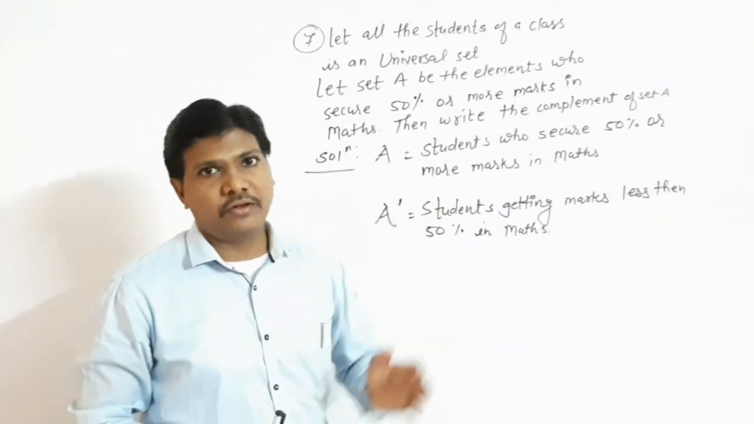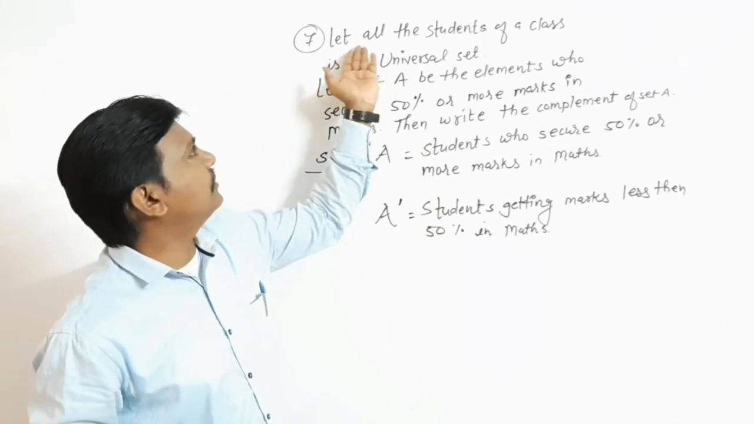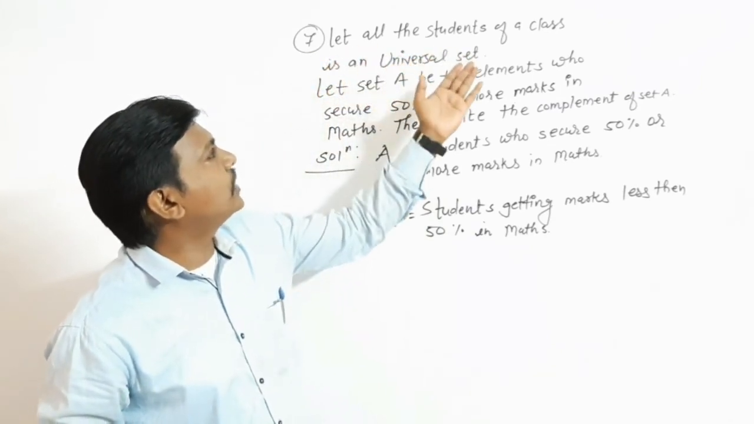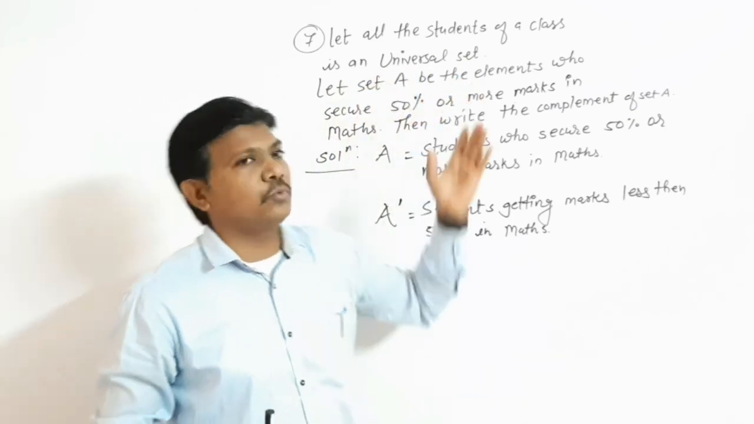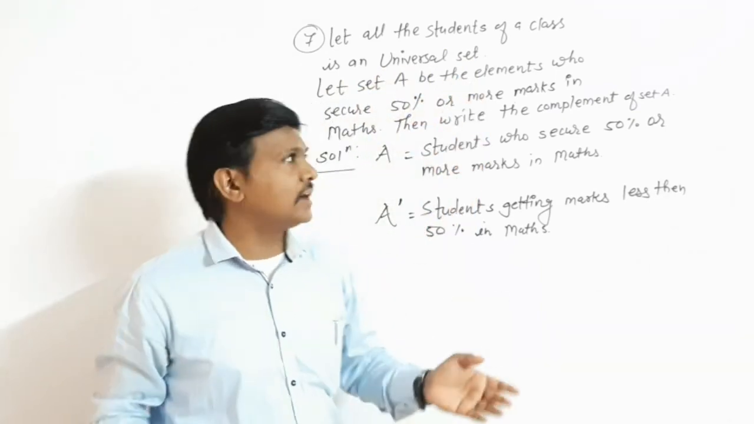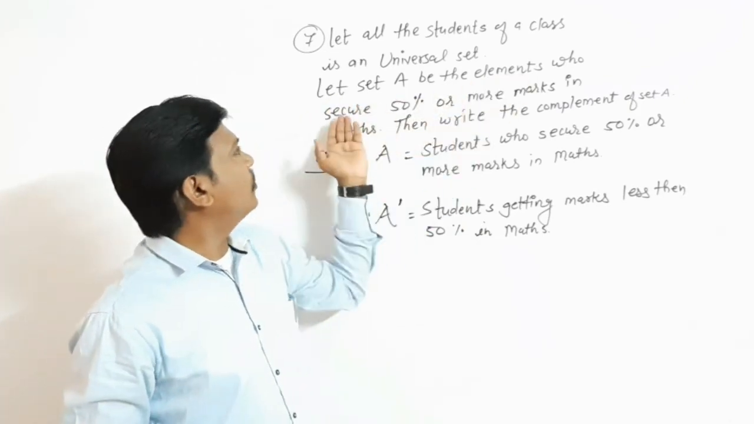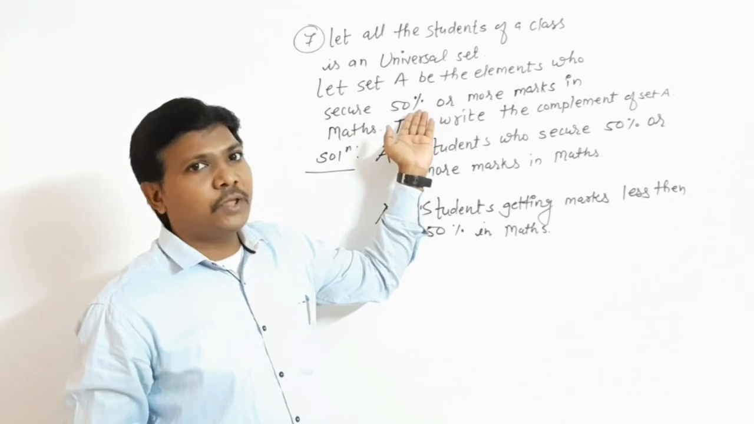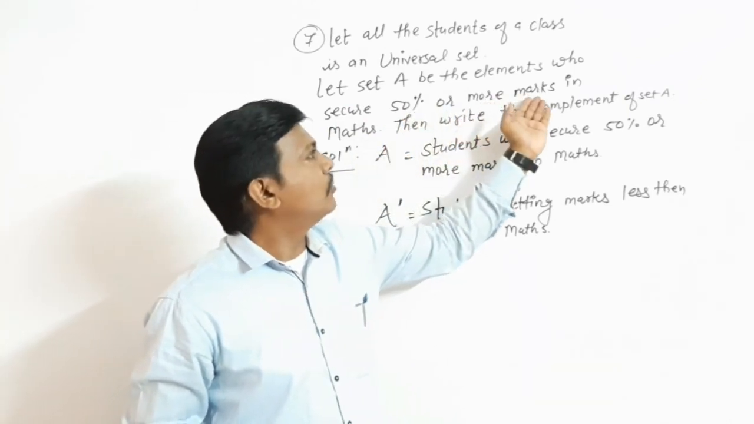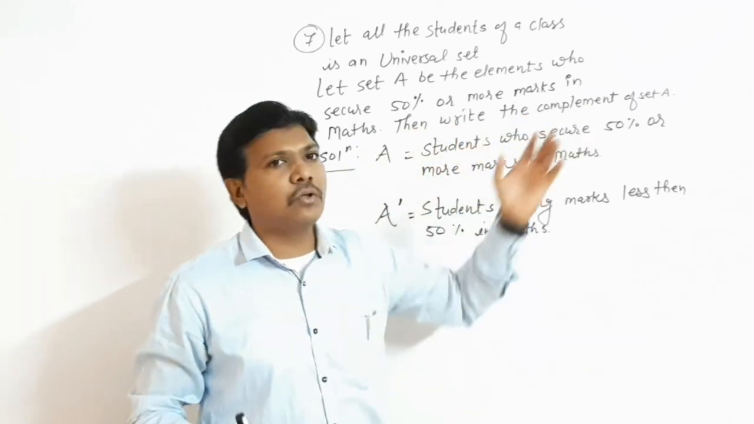Let's see the last question of this exercise, that is question number 7. The question is: let all students of a class be the universal set. Means the universal set is the whole class. Then let set A be the students who secure 50% or more marks in maths. Then write the complement of the set.